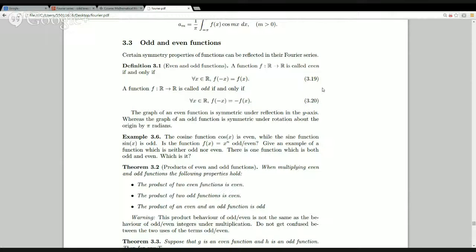And last time we investigated this a little bit. In particular, the basis function cosine nx is even for all n bigger than or equal to 1. And the other type of basis function in Fourier series, the sine function, is an odd function. It's what we saw last week.